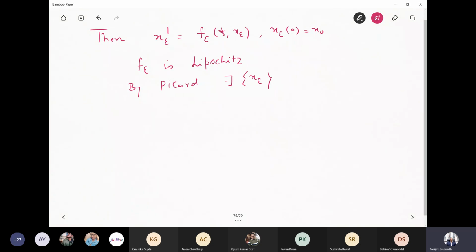Now look at the x epsilon. x epsilon satisfies two equations. One is that x epsilon prime is f epsilon of t comma x epsilon. This is one, and also x epsilon satisfies the integral equation because it's a solution. Okay, because it's a solution, it satisfies x naught plus the integral from t naught to t.